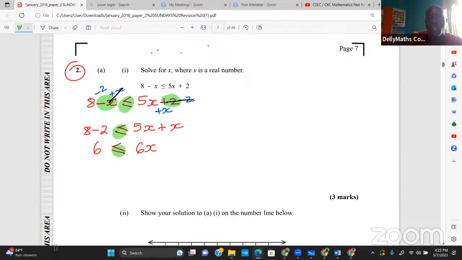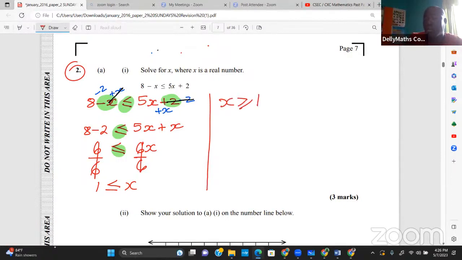We haven't done that. Now, the next move is that we want to have the x alone, so we're going to divide by a positive 6, so that's fine. So 1 is less than or equal to x. Sometimes people like to read it from left to right. So be careful. It means x is greater than or equal to 1.